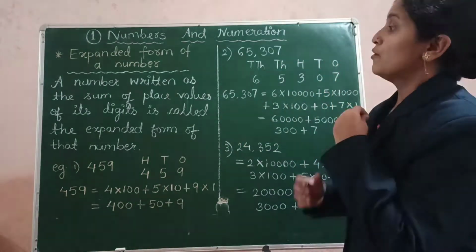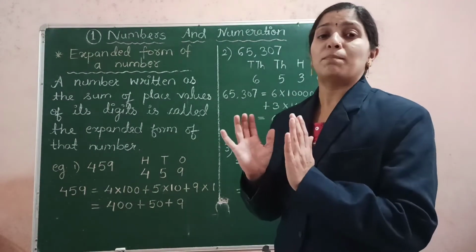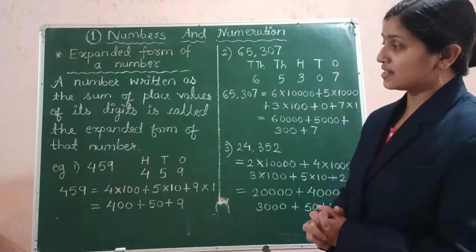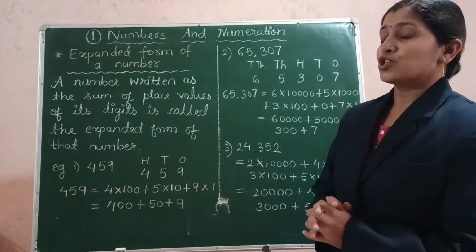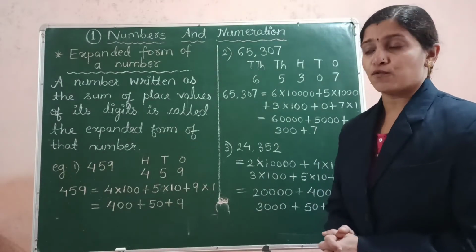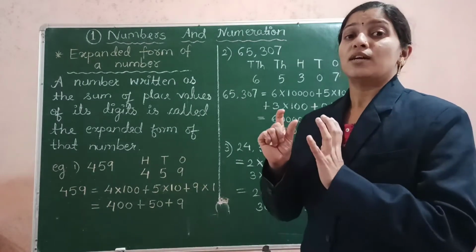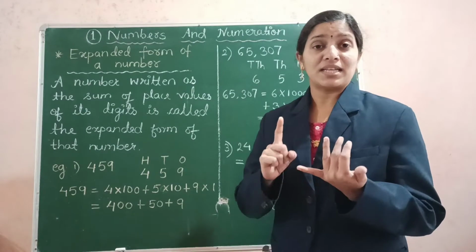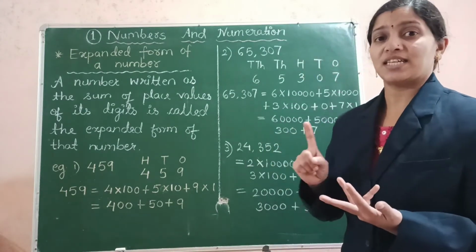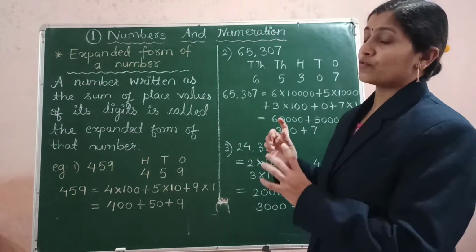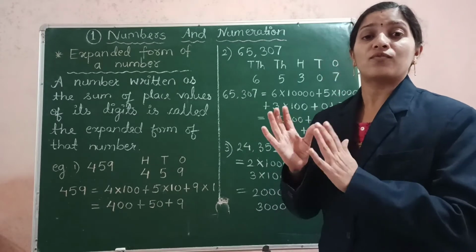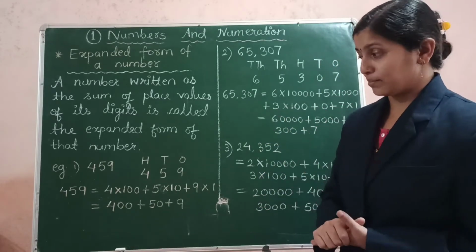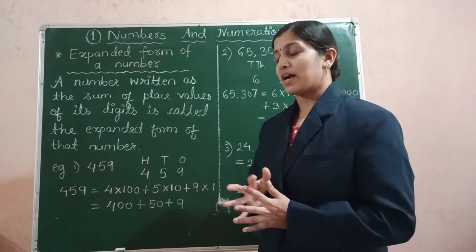So when the addition of the place values of all the digits of a number is done, then it is called as the expanded form. Addition of each digit's place value is done. Suppose the number is in ones place, in tens place, in hundreds place. Addition of the place values of those digits from that entire number is called as expanded form.